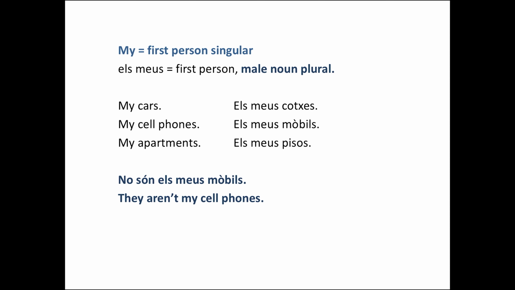Els meus is a first person male noun plural. Els meus cotxes, els meus mòbils, els meus pisos, they're all in the plural. No són els meus mòbils. They aren't my cell phones.